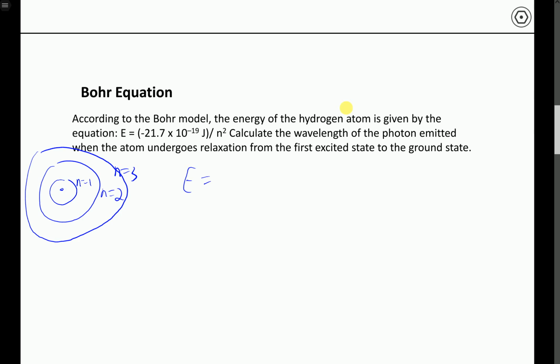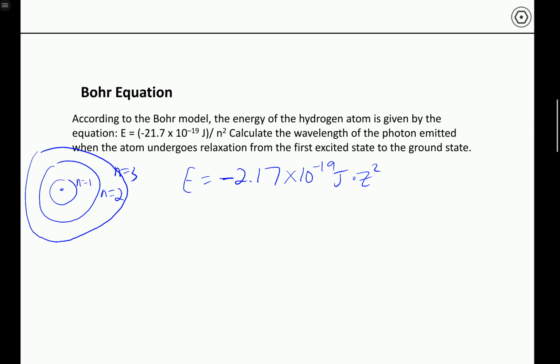Now we gave it to you in a funny form here, but the more conventional way to write it would be either 2.17 or 2.18 depending on what source you look at. We have this constant here, which is the Bohr constant. Now we're talking about hydrogen atoms, so there is a Z squared term here, but Z is 1 for hydrogen, so that drops out of this equation. And then finally we have 1 over n squared.